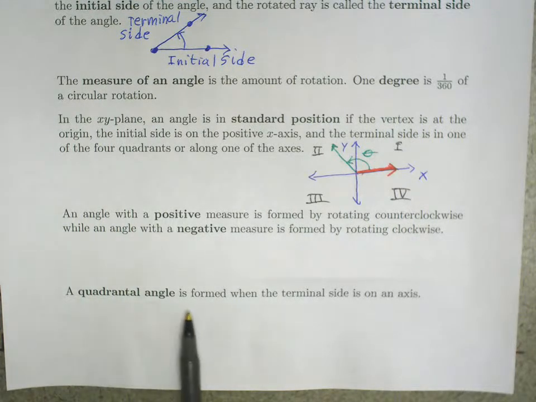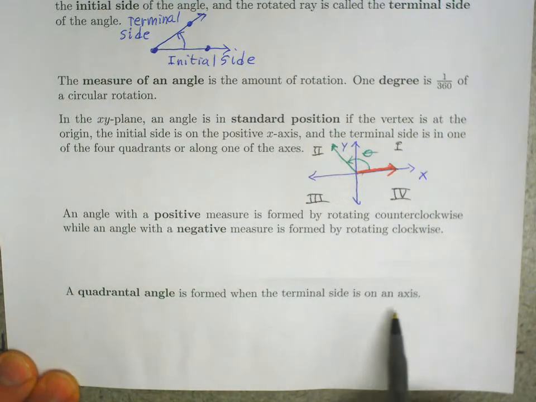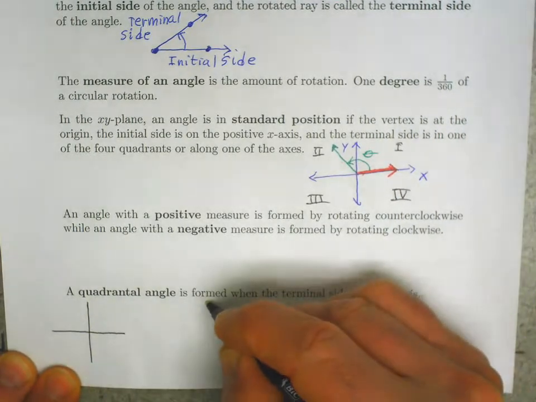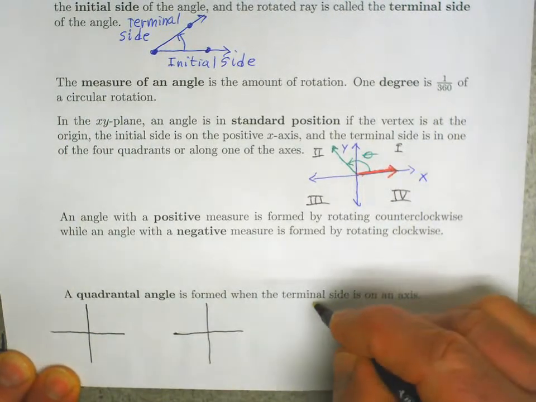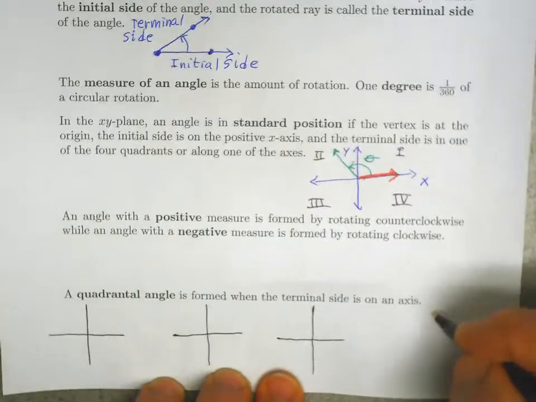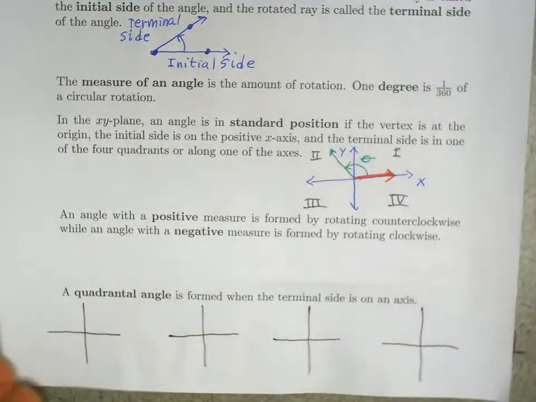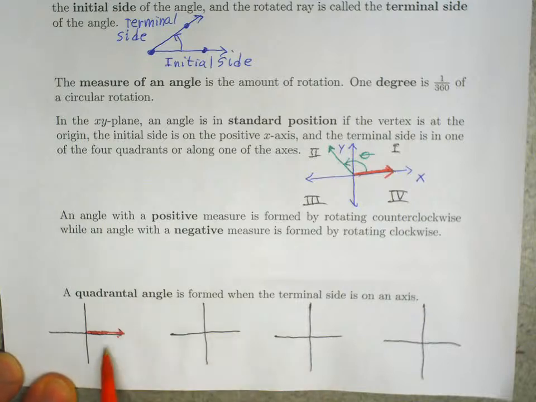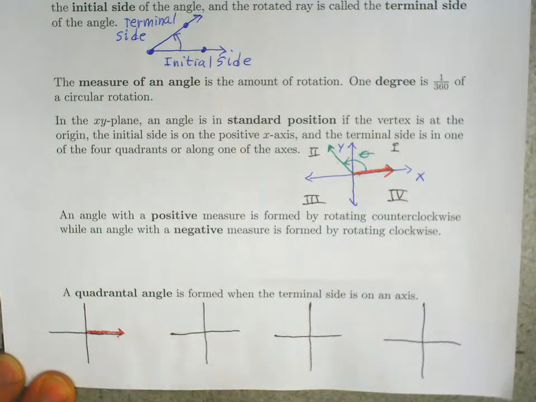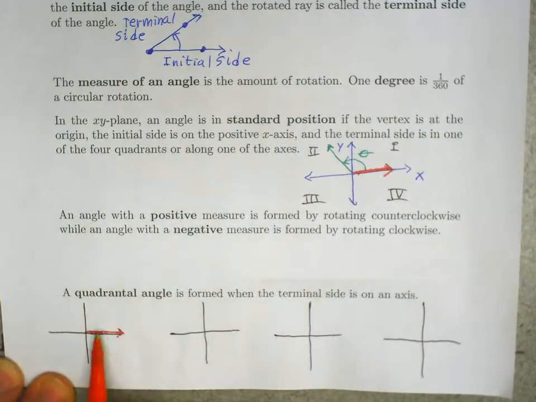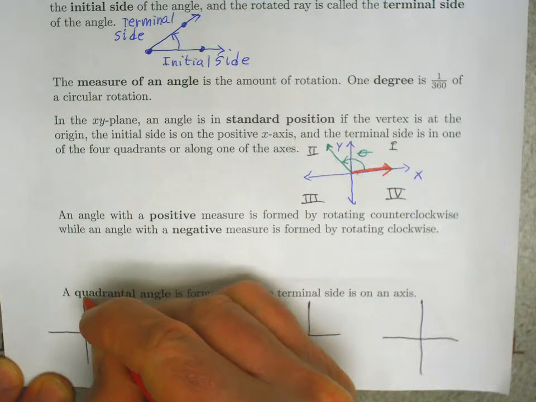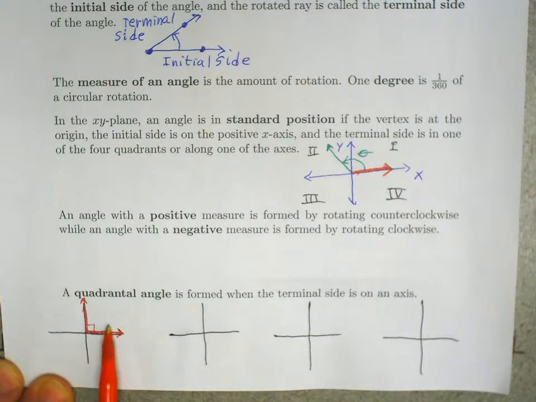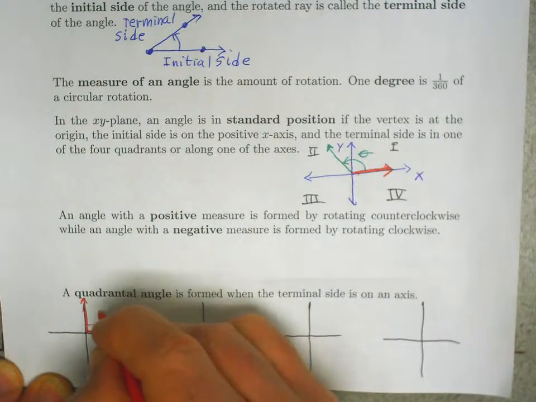And a quadrantal angle is formed when the terminal side is on an axis. So I'll draw a few pictures of quadrantal angles. That ought to be enough. So if we form one angle, I'll just make all of these counterclockwise movements. So if our initial side is in standard form, it has to be on the positive x-axis. And if we move counterclockwise so that the terminal side is perpendicular, then this is an example of a quadrantal angle. And you'll probably recognize that as a 90-degree angle, 90 degrees.